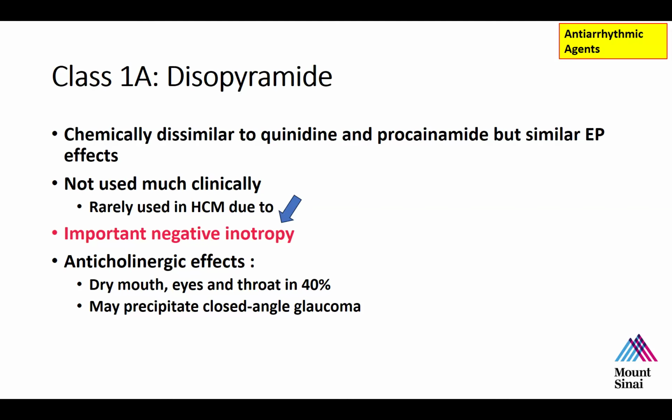And every once in a rare while you'll encounter an adult or maybe an ACHD patient who was put on this agent 20 years ago and has been very stable on it and is still on it. But it's really not used very commonly anymore. It has a lot of anticholinergic effects, and up to 40% of patients can get a dry mouth, eyes, and throat, and it can precipitate closed angle glaucoma in older patients.